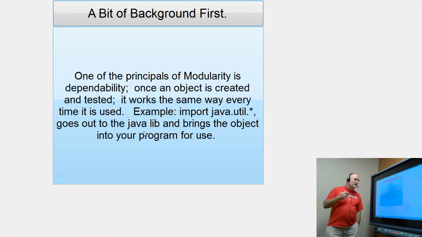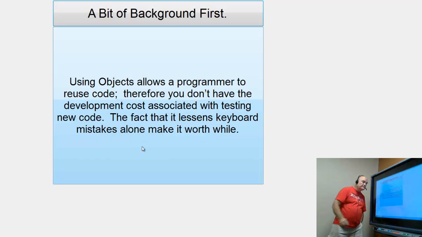One of the principles of modularity is dependability. If the object that you've created runs the same on your machine as it'll run on somebody else's machine, then when they go to use it, they can use the same code that you developed a long time ago. It may be a week ago, a month ago, maybe years ago. An example is the import java.util. That is an object that exists out in the Java library that when you import it, it grabs the whole object, brings it in, and inserts it in your code. And that's how you use it.